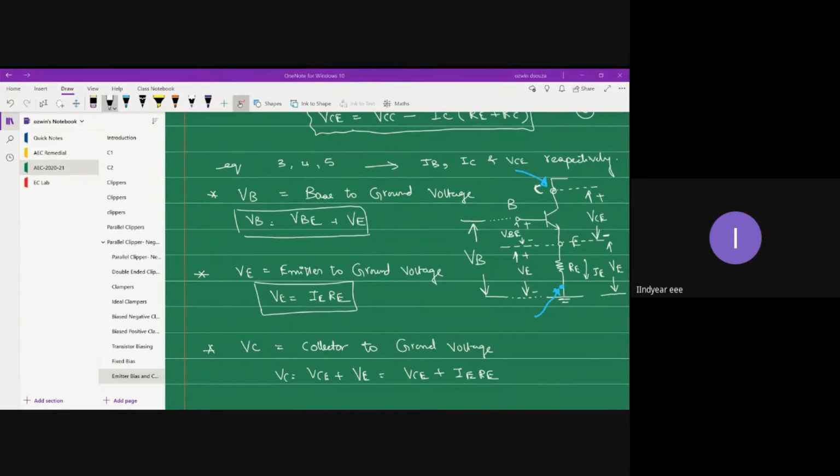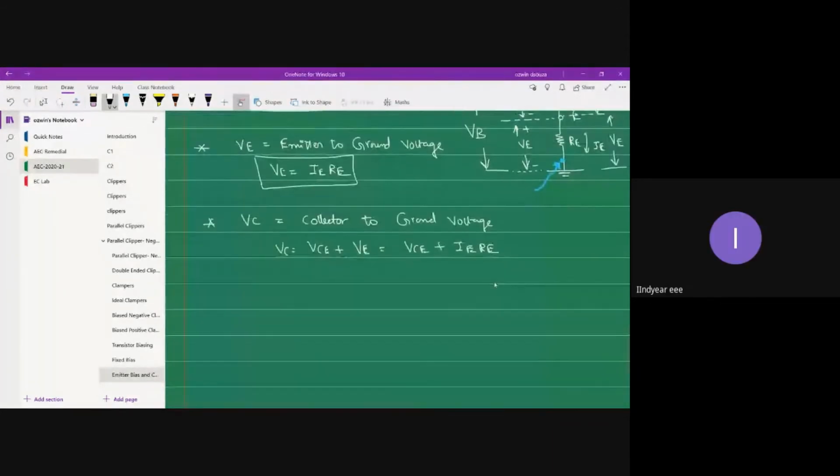Can you quickly confirm? It's clear, sir. Clear. Okay, fine. If that is understood, we can take up the load line analysis.